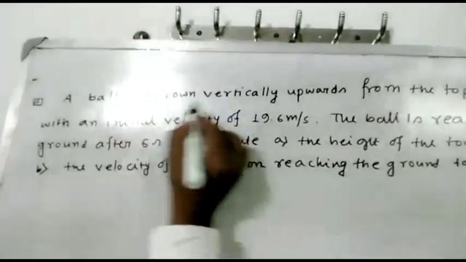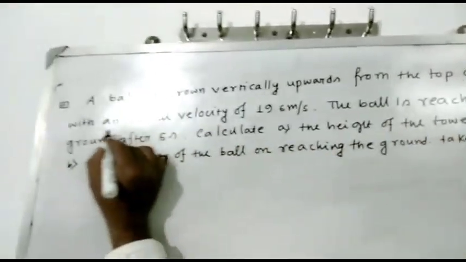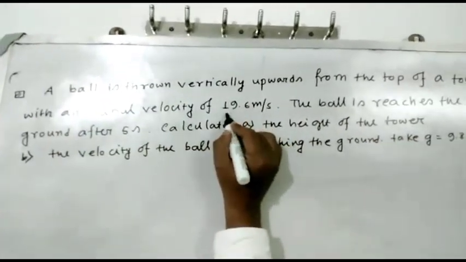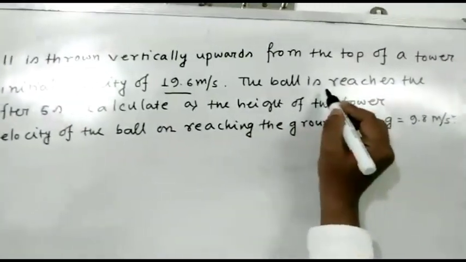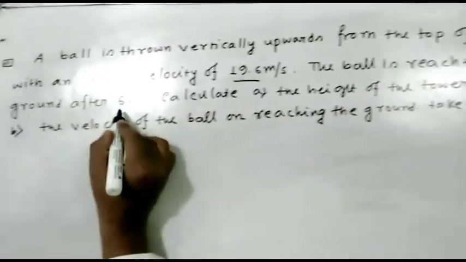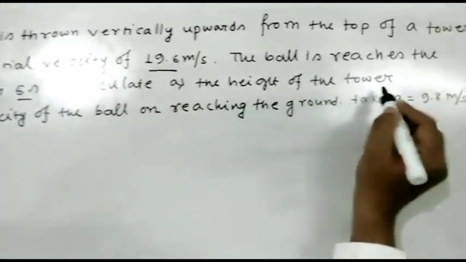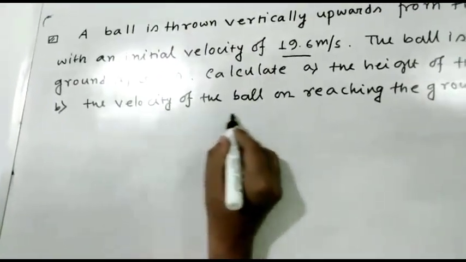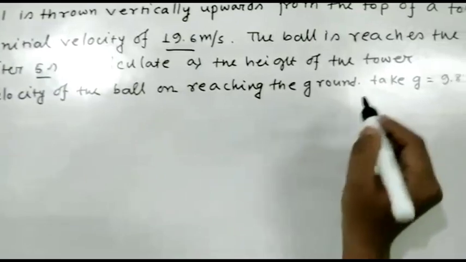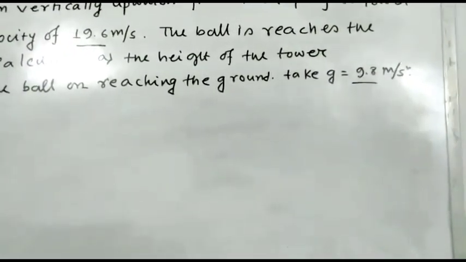A ball is thrown vertically upwards from the top of a tower with an initial velocity of 19.6 meter per second. The ball reaches the ground after 5 seconds. Calculate the height of the tower. And the second question: the velocity of the ball on reaching the ground. Take g equal to 9.8 meter per second square in this case.